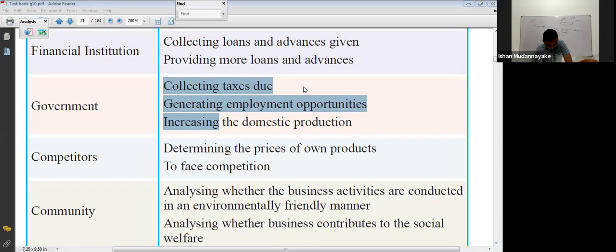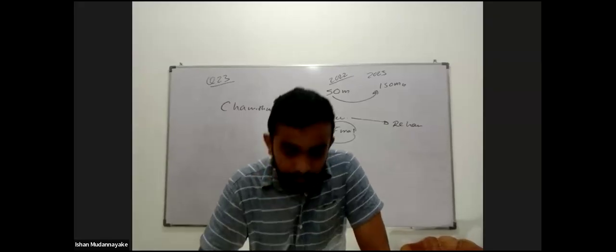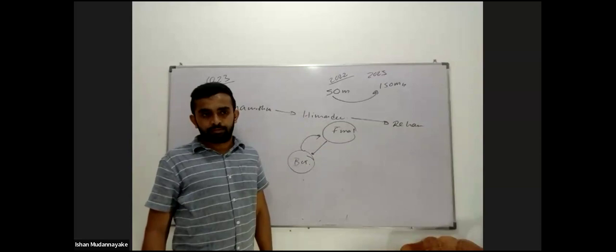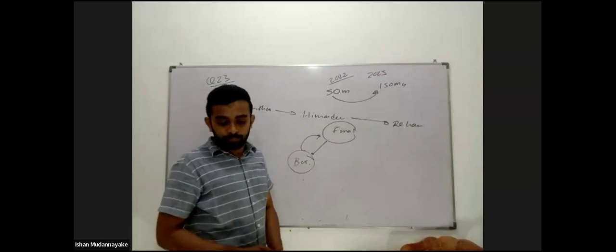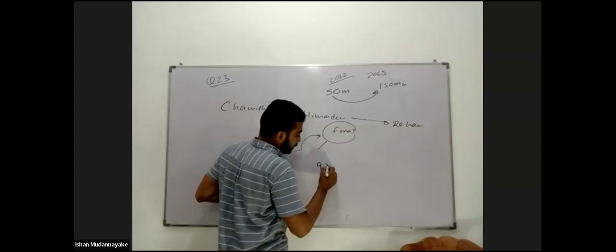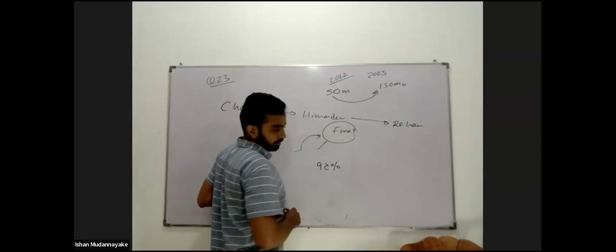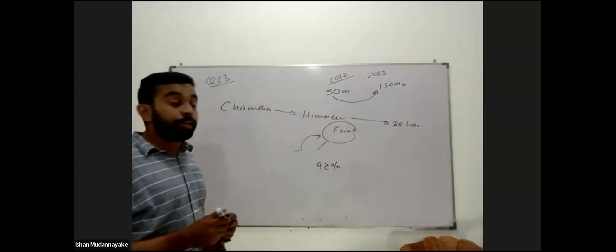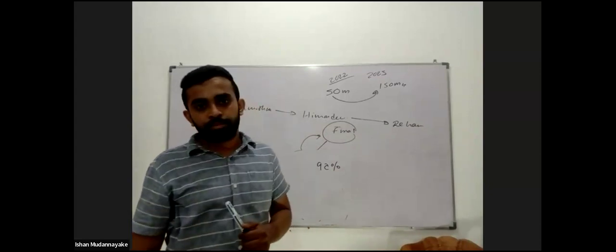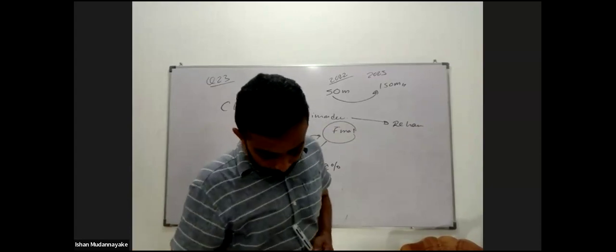Government: collecting taxes, generating employment opportunities, increasing the domestic production. Expectation of government, collecting taxes. Sri Lankan government's main source of income is tax. More than 92% of the Sri Lankan government income comes from taxes. Then one of the expectations of government from the business is collecting taxes. And then generating employment opportunities.